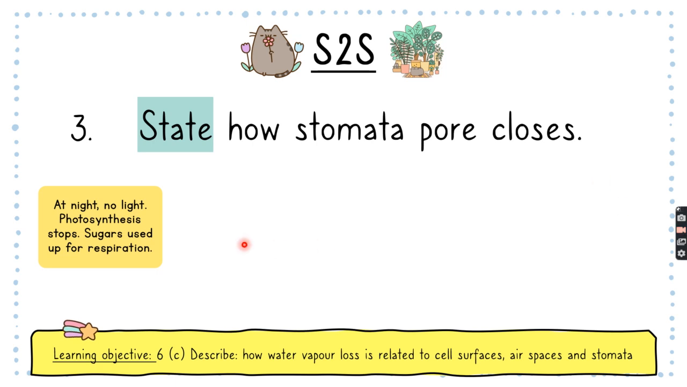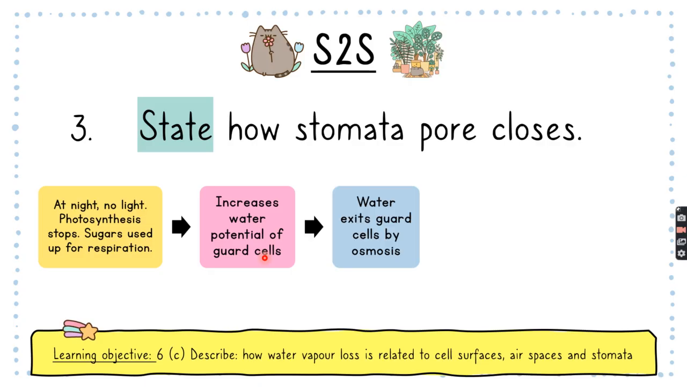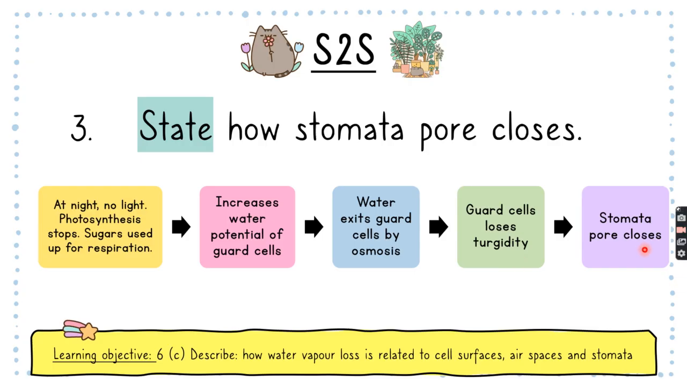And how do they close? This is at night when there's no light. Photosynthesis stops and sugars are used up for respiration. Therefore, this increases the water potential of the guard cells. Once the water potential increases compared to the surrounding epidermal cells, water will exit the guard cells via osmosis, and the guard cells will lose their turgidity because they lose water, and the stomata pore will then close.